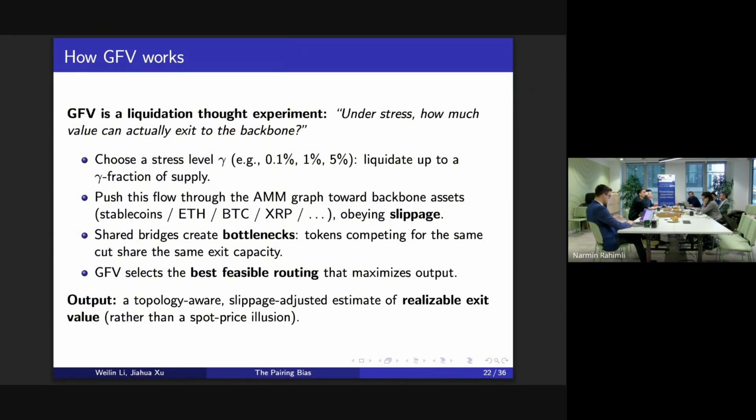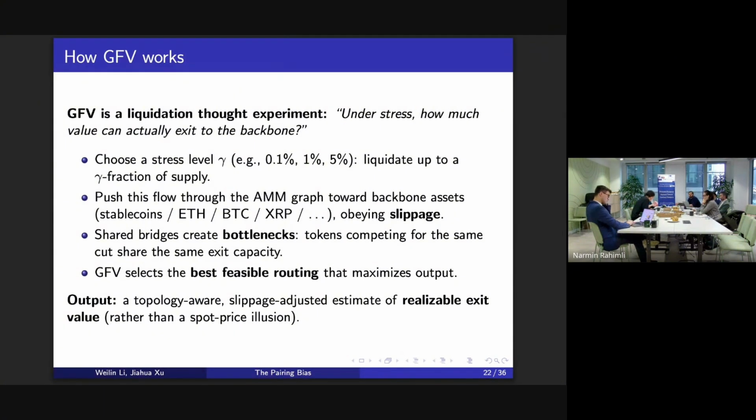Here there are two things that are crucial. First is, through what is it exited? For example, in the Luna case, you need to exit through UST, the stablecoin. And in the previous case, if you want to sell Sushi, you need to go through Ethereum. That refers to the bottleneck. The bottleneck will restrict how much you can extract, how much you can exit.